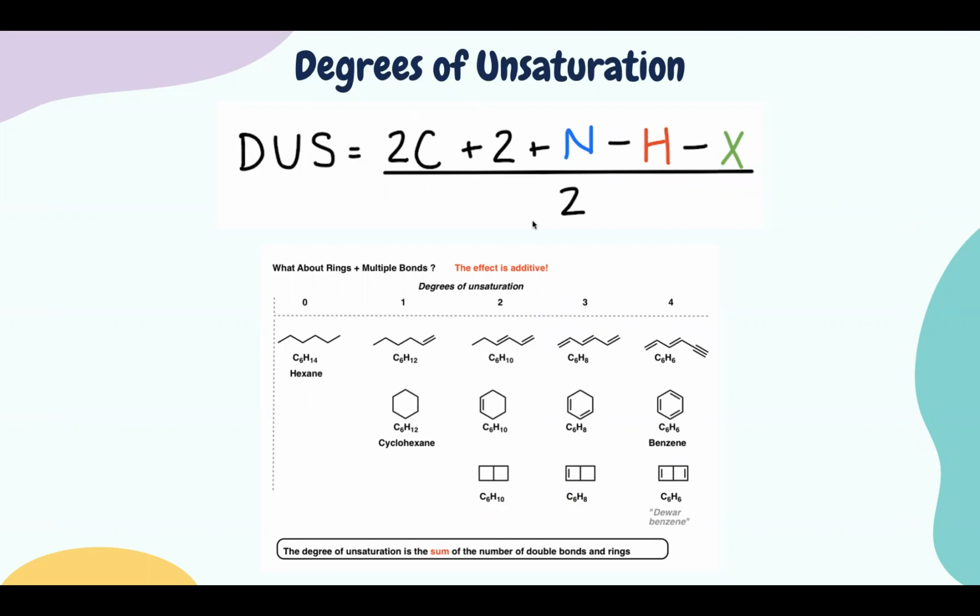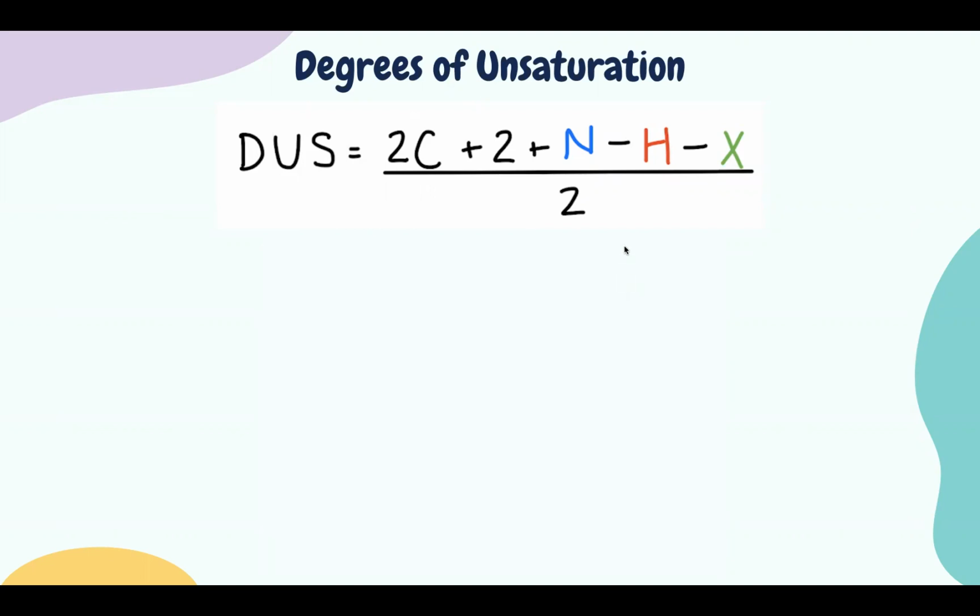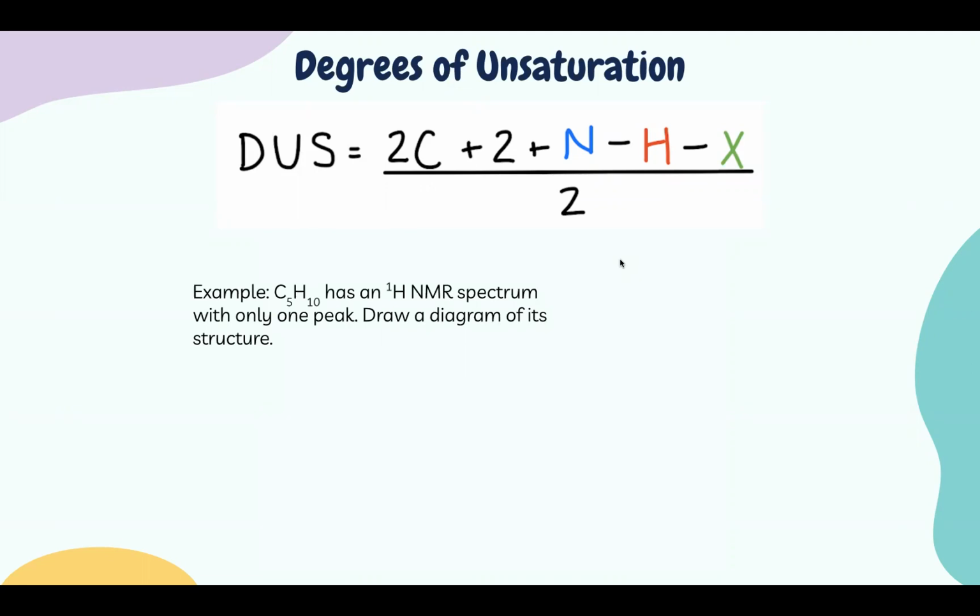Okay. So let's do an example together. C5H10 has an H1 NMR spectrum with only 1 peak. Can anyone tell me how many degrees of unsaturation this molecule has and what the possibilities are in terms of the number of double bonds or if it's a ring? You can just type your answer in the chat.